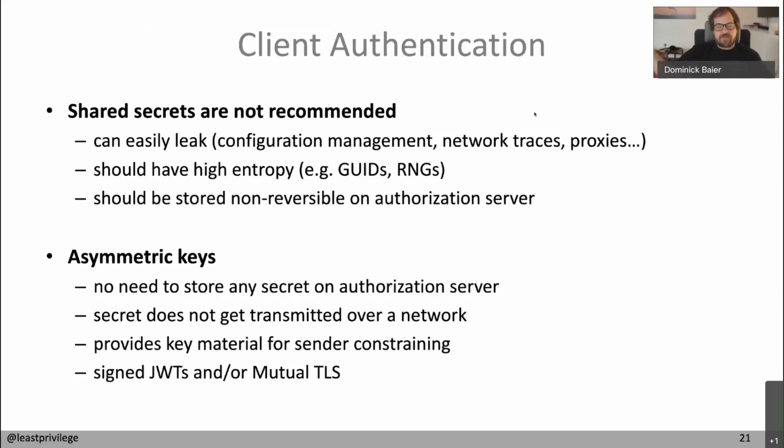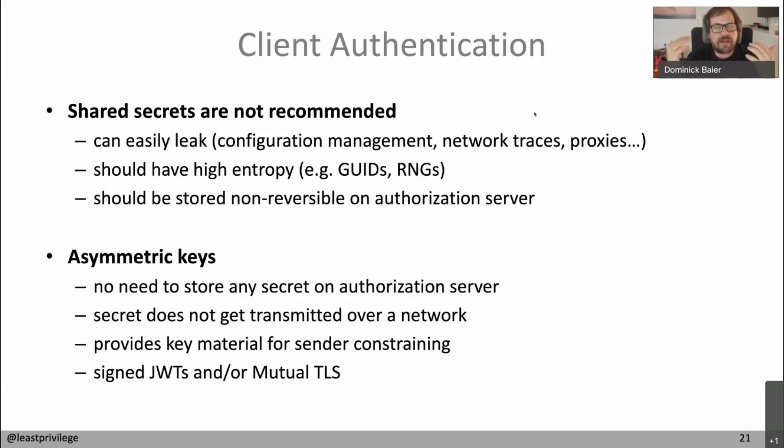They're symmetric, so they have to be at both the client and the server side. They should have a high entropy, right? You should not store them in reversible encryption, meaning you should hash them on your authorization server, just in case somebody is able to breach your configuration database or system, so that they don't get all of your client secrets in clear text. Configuration management is a bit of a problem. They need to be transmitted over the wire, right? That's another thing. What if the network you are crossing is untrusted?